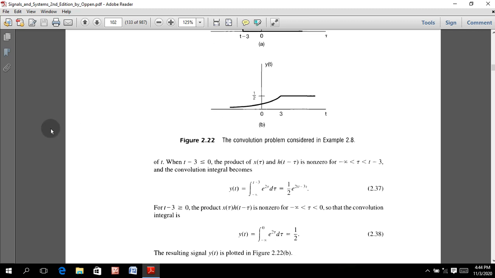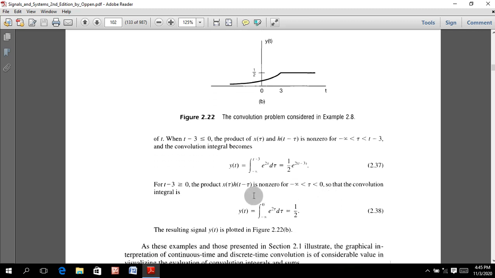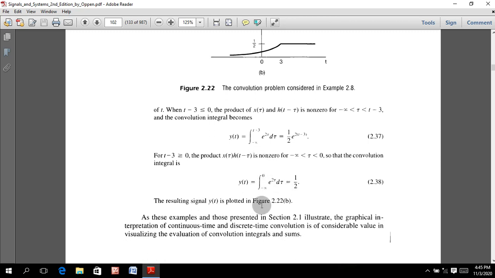For that specific purpose, we will have a non-zero product of x(tau) and h(t minus tau) when the value of tau is between minus infinity and 0, so that the convolution integral will be the integral of x(tau), from minus infinity to 0, of e to the power 2 tau d tau, which is equal to half. The resulting y(t) is plotted as this figure.